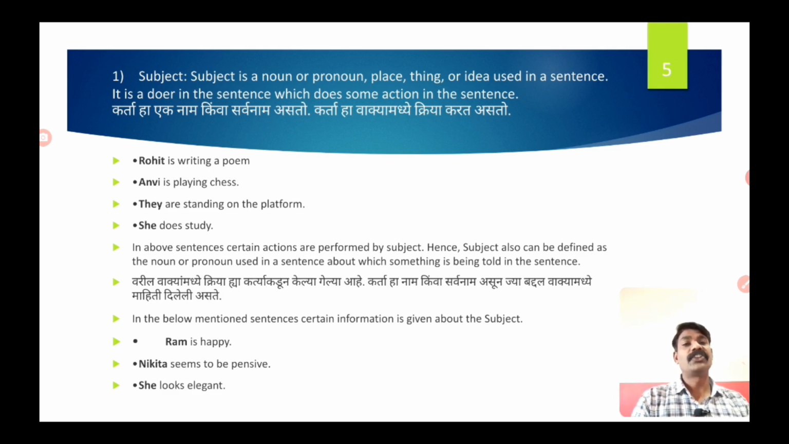Anvi is playing chess. They are standing on the platform. She does study. If you see here, all four subjects are performing certain action in the sentence, that's why they are called the doer. Doer means who performs the action. In above sentences, certain actions are performed by the subject. Hence, subject also can be defined as a noun or pronoun used in the sentence about which something is being told in the sentence.